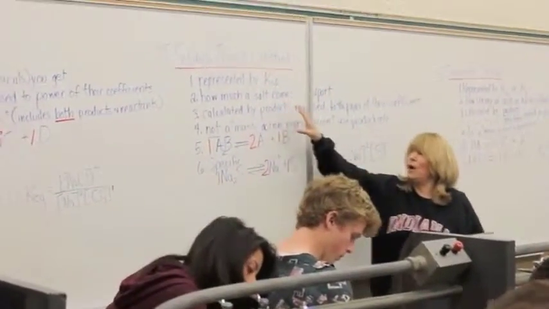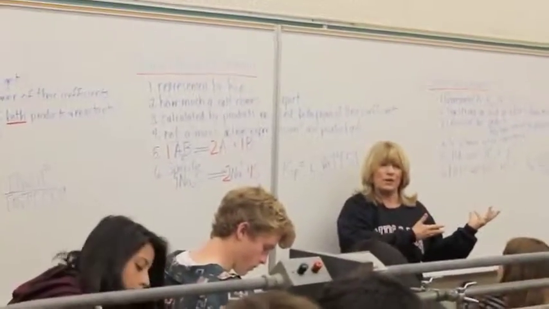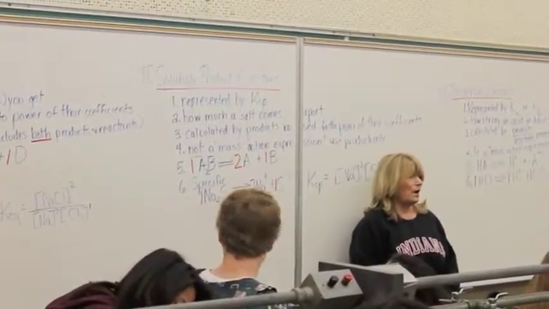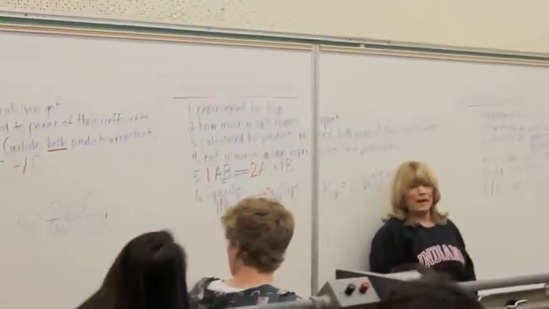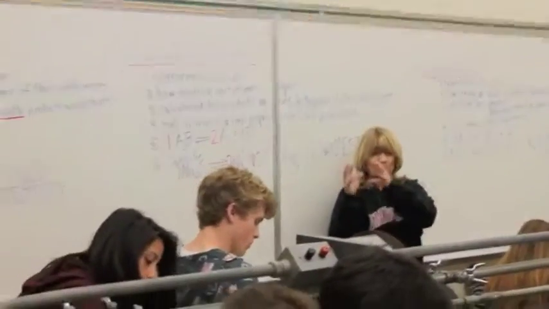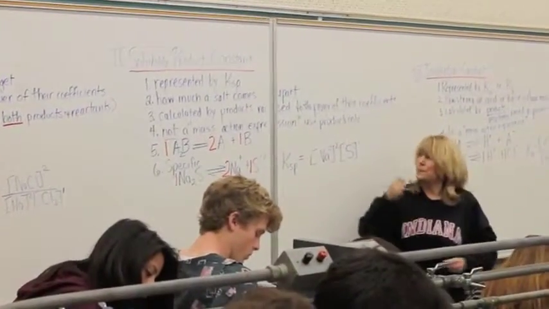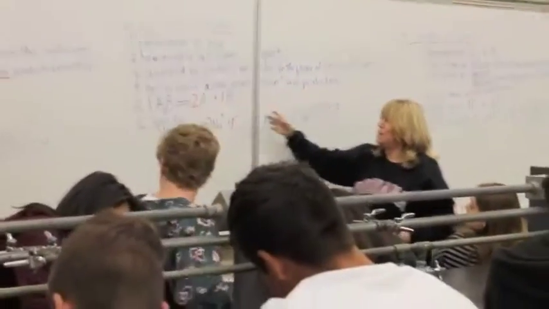The second one that we can talk about, how much product do we get, is Ksp. Ksp stands for solubility product, and it's how much a salt comes apart. You're not making anything new. You're just putting a salt in water and seeing how much it's going to come apart. This is calculated by products only, so it's not a mass action expression.